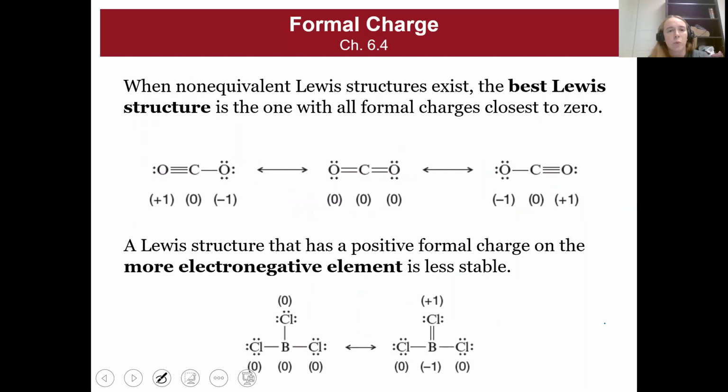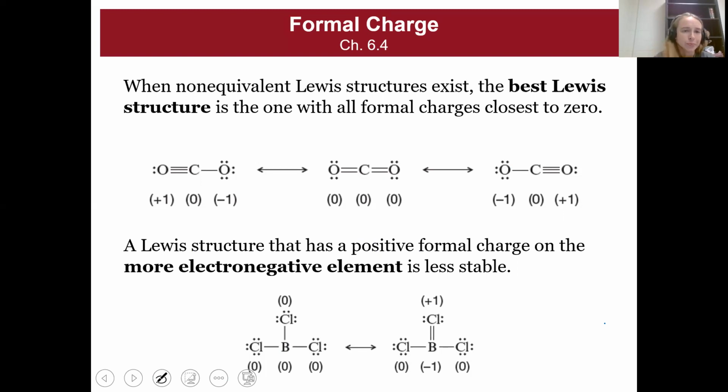So what about when we can draw multiple different Lewis structures for the same molecule? When non-equivalent Lewis structures exist, the best Lewis structure, so the one that I would want you to draw on a quiz, is the one with all the formal charges closest to 0. So let's look at carbon dioxide again. What are the other ways we could draw carbon dioxide?